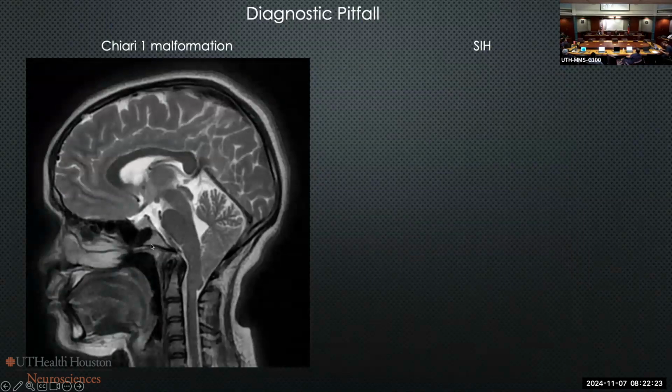Oftentimes there's a flattened skull base. Oftentimes, in the majority of people, the posterior fossa dimensions are small. Look at the midbrain. Look at the distance between the mammillary bodies and the pons. Look at preservation of the suprasellar cistern, okay?